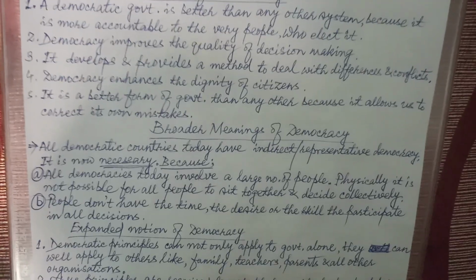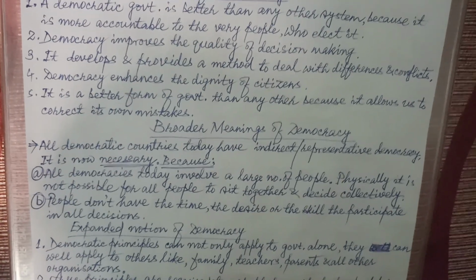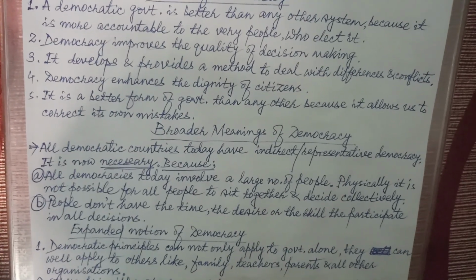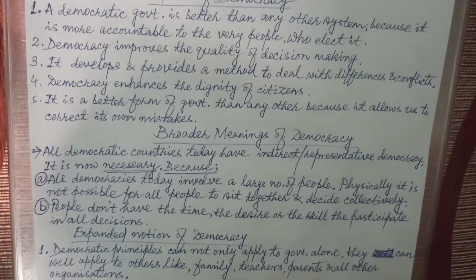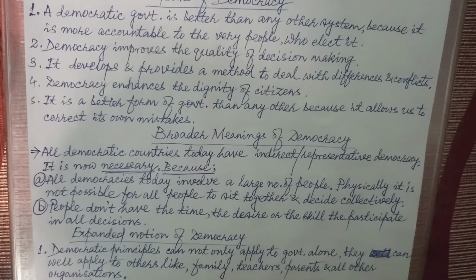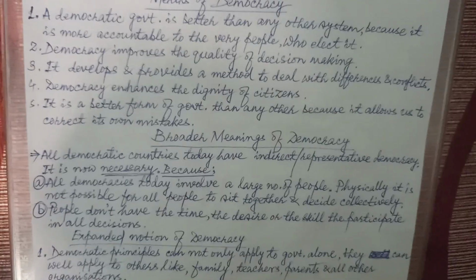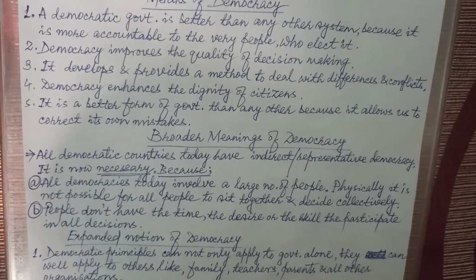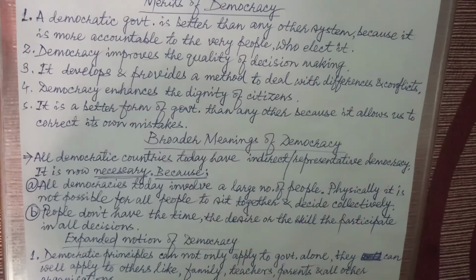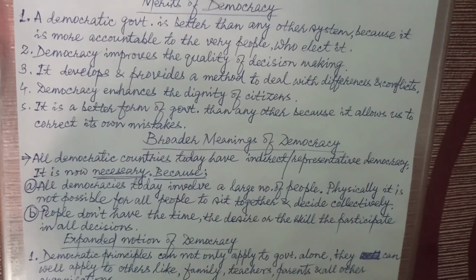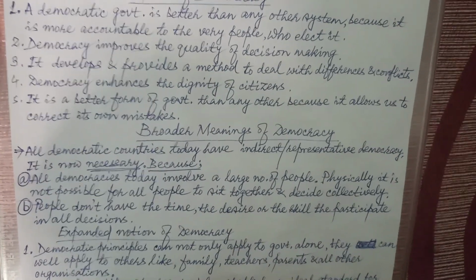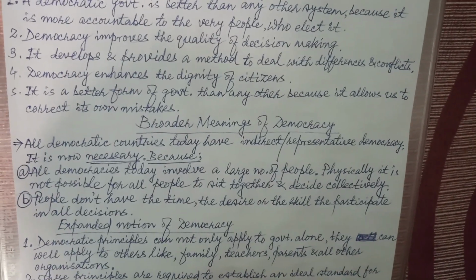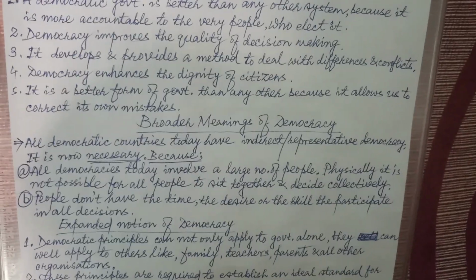Second thing, all people don't have the time, the desire or the skill for participation in all decision making. These things are also required. Time is needed for decision making. All people may not be having it. The desire may not be there with most of the people, and many people must be lacking skill while taking a decision. That's why indirect democracy.